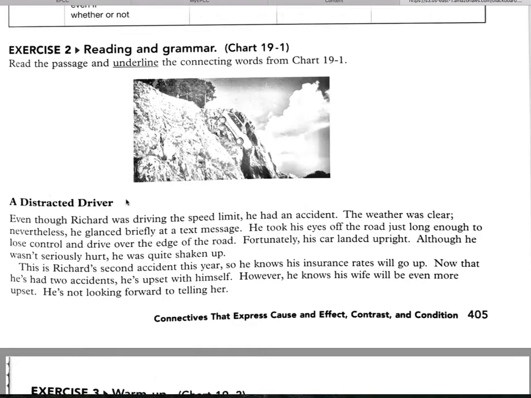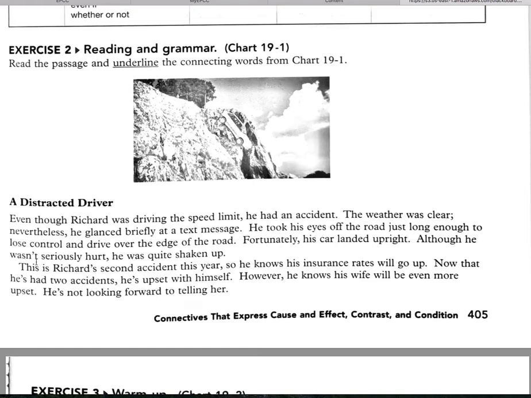A distracted driver. When you're multitasking and you're driving, you become distracted, especially if you're texting or making a phone call or applying makeup, you become distracted. So we read this. Even though Richard was driving the speed limit, he had an accident. The weather was clear. Nevertheless, he glanced briefly at a text message. He took his eyes off the road just long enough to lose control and drive over the edge of the road. Fortunately, his car landed upright.